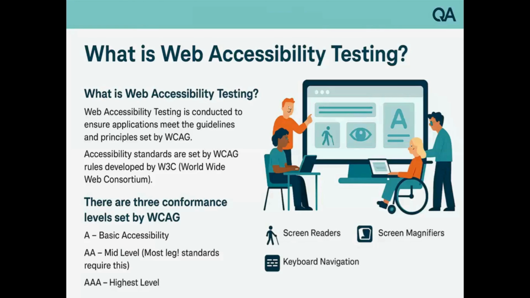And according to WCAG, there are three levels. One is level A, which ensures basic accessibility is provided in the website. The second level is double A, the mid-level. Most of the legal standards require this. And triple A is the highest level, and it is not possible for all web HTML content to be in compliance with the triple A level. So usually double A is what is expected by the legal standards, and within Tosca we support accessibility testing with respect to the WCAG level A and WCAG AA rule sets.